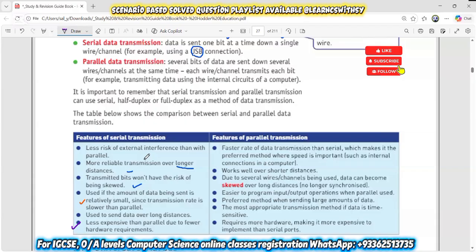Works well over shorter distances. So you can see here, this is better for shorter distances. Due to several wires being used, data can become skewed over long distances, or it is no longer synchronized. Easy to program input or output operations when parallel is being used. Preferred method when sending large amounts of data. The most appropriate transmission if data is time sensitive. See, I keep on telling, when time is the major concern, then you go for parallel. Requires more hardware, making it more expensive to implement than serial ports.